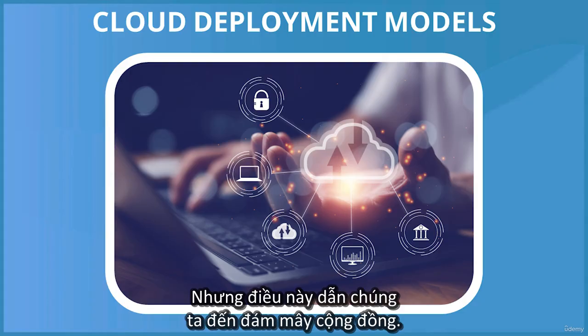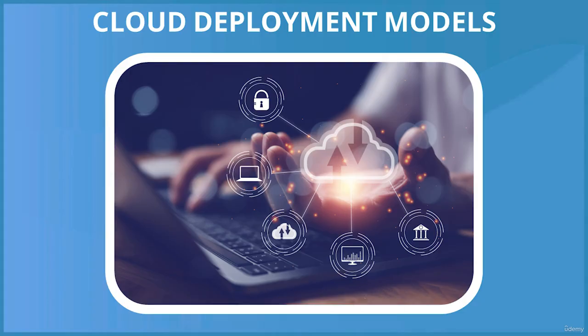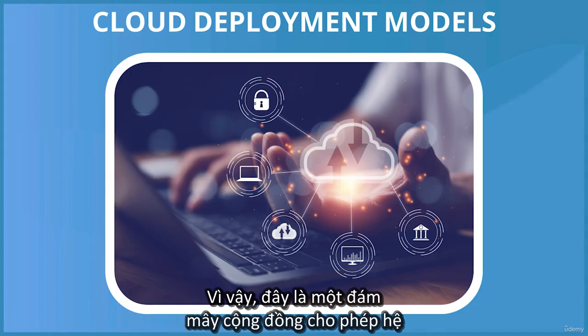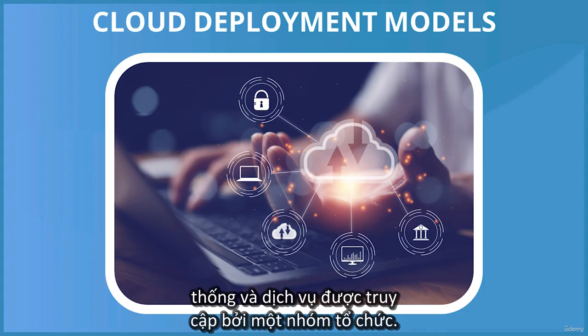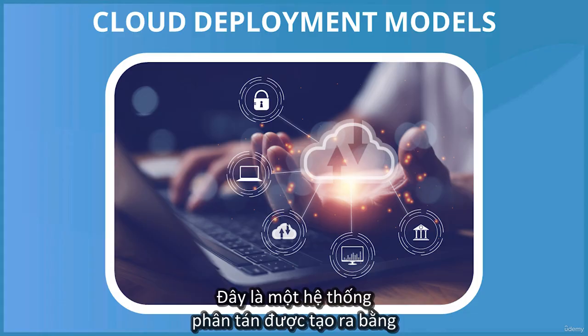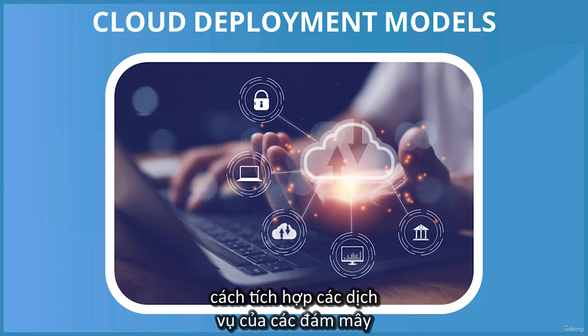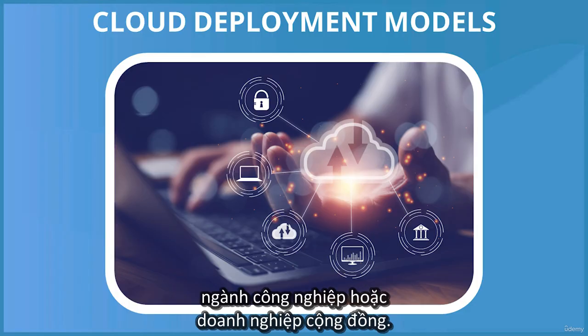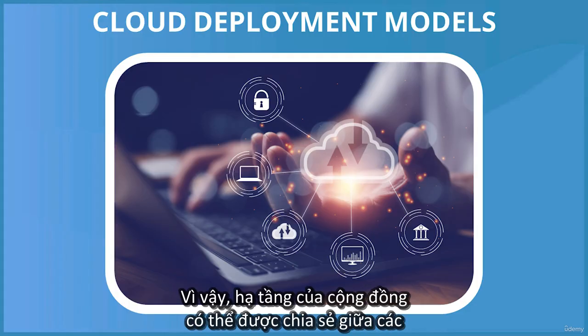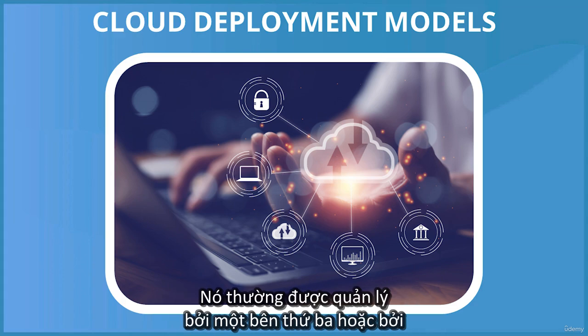But this leads us to the community cloud. So it's a community cloud that allows systems and services to be accessible by a group of organizations. It's a distributed system that's created by integrating the services of different clouds to address the specific needs of a community, industry, or business. So the infrastructure of the community could be shared between the organization which has shared concerns or tasks. It's generally managed by a third party or by the combination of one or more organizations within the community.